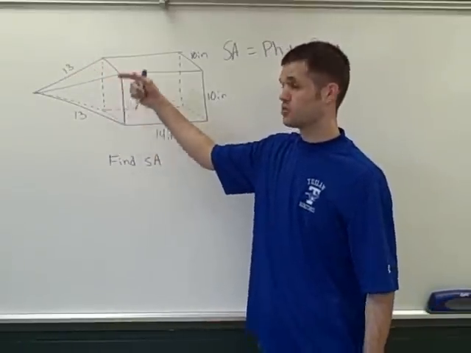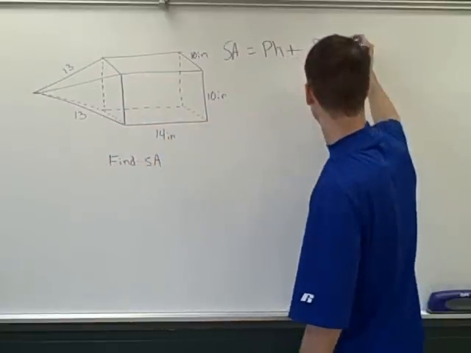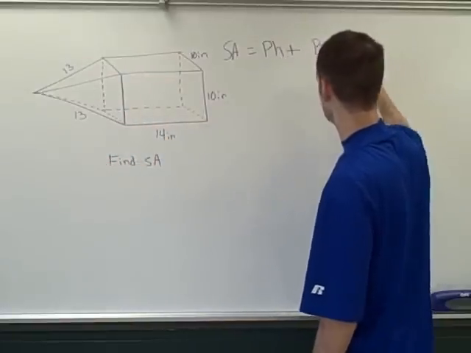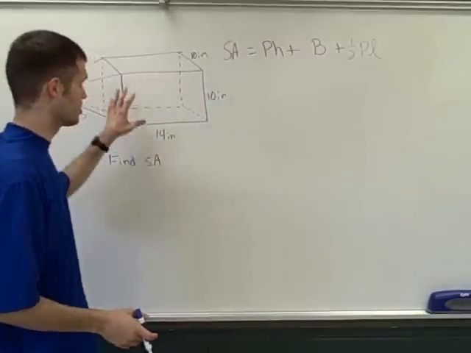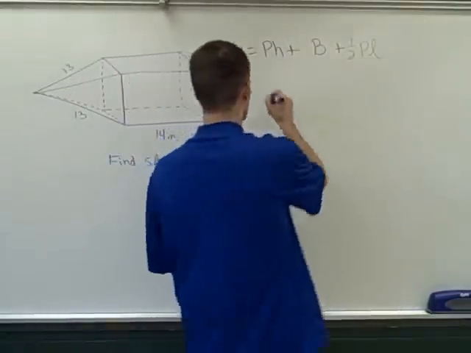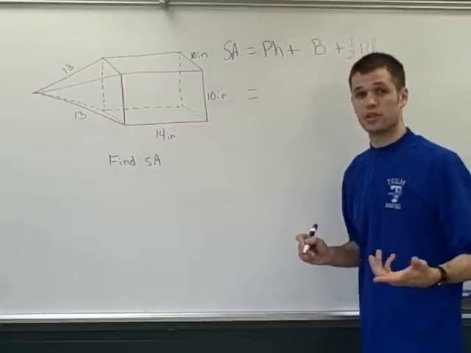Well, the base is covered, so I need to worry about the lateral. So 1/2 PL. I don't need to worry about the bottom or the big B of this pyramid since it's hidden. Then I just go through and plug in what's missing.